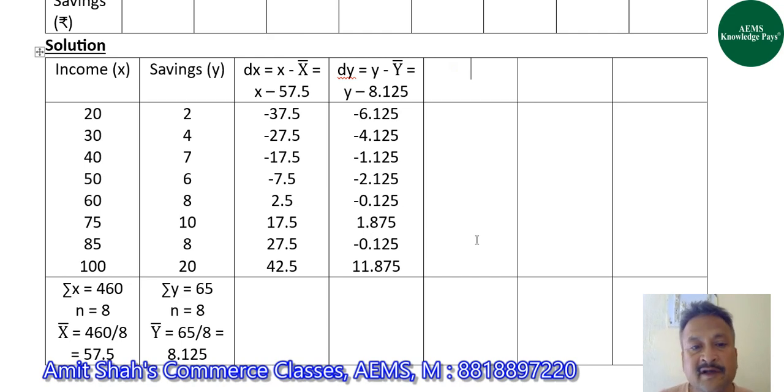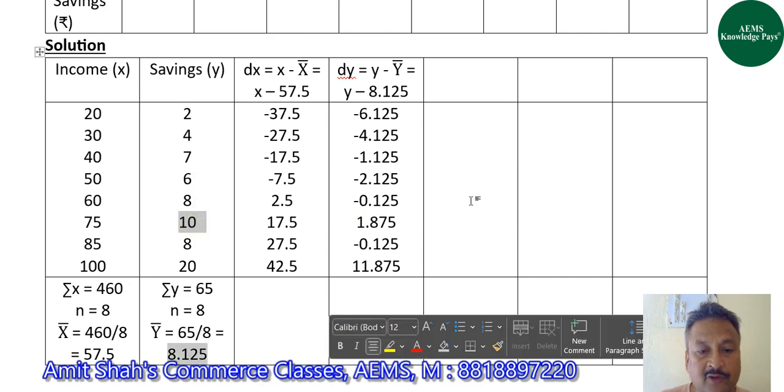Is it clear, guys, to all? ये वाला 10 minus 8.125 आप खुद बताइए क्या आएगा.